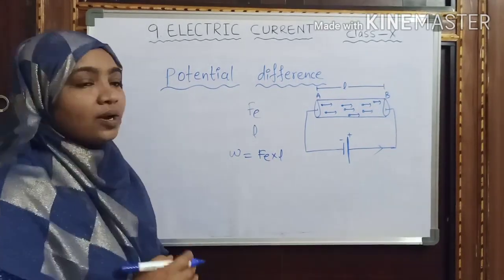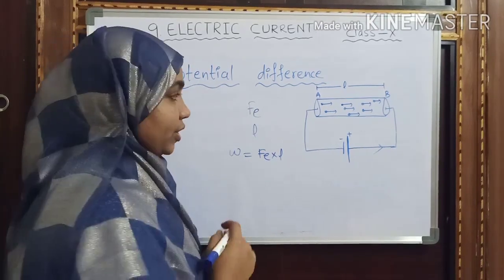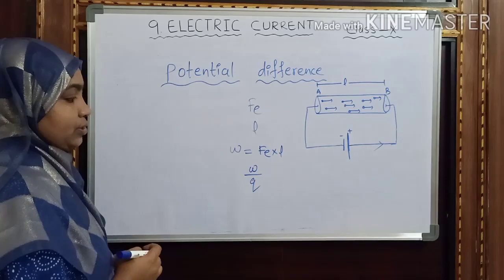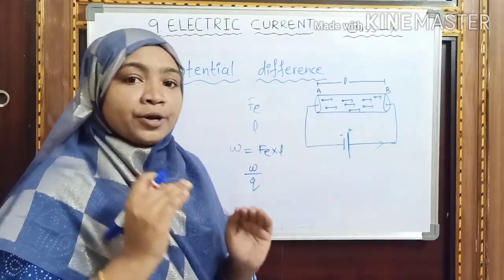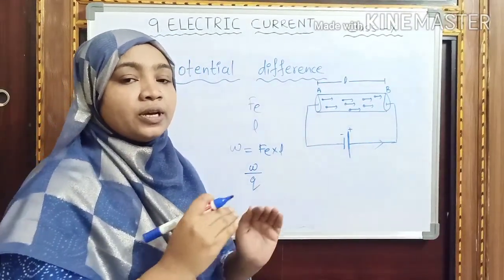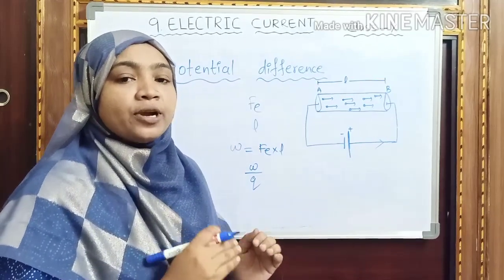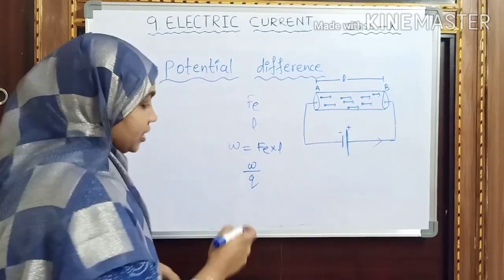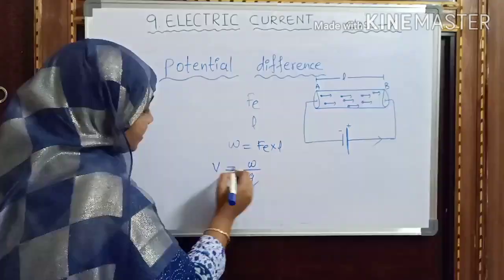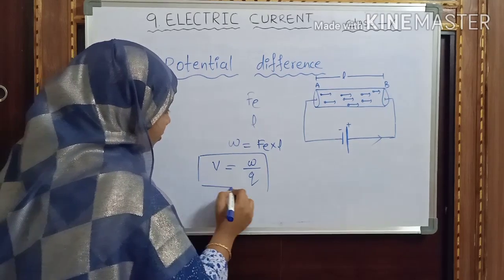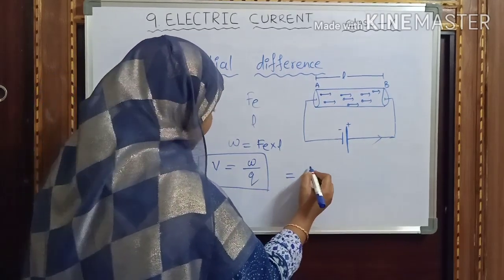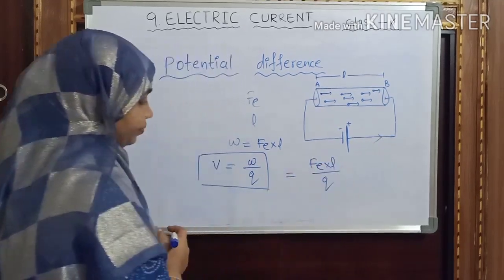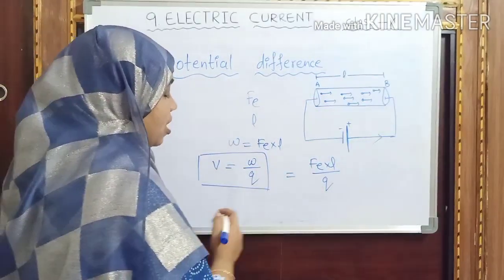So what is the work done on Q amount of charge? It can be written as W by Q. So the work done on a unit positive charge to move through a distance L between points A and B is called the potential difference between those points. So potential difference can be written as W by Q, or we can also write it as Fe into L divided by Q.